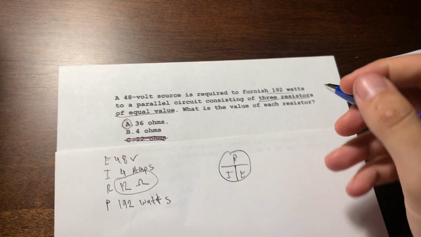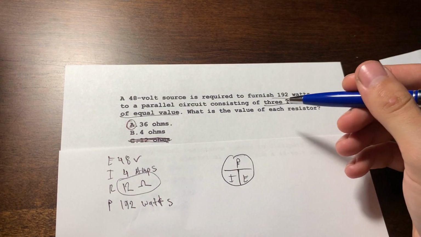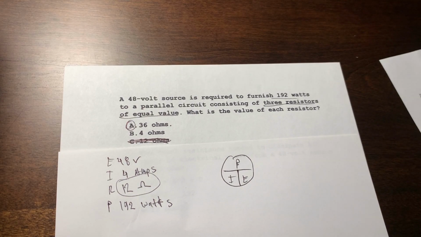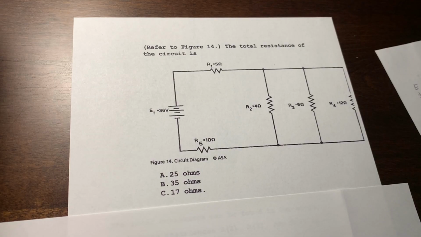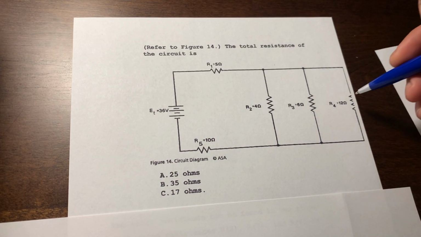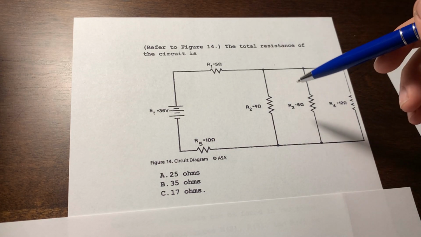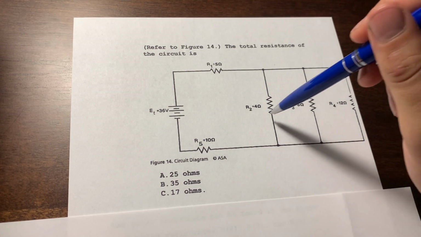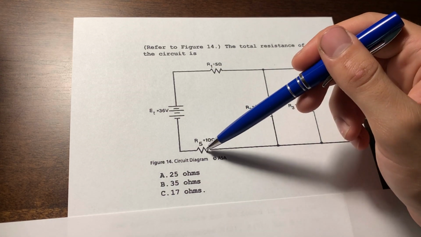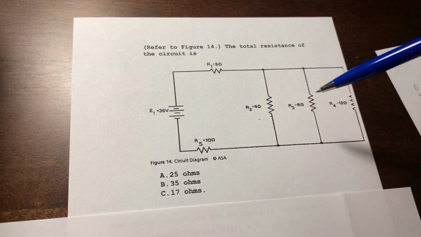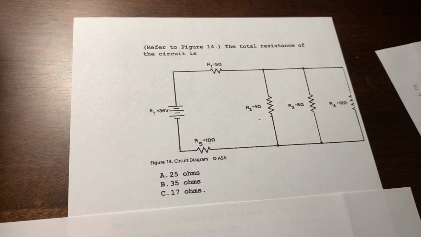You have to remember that it's asking for the value of the resistors and not the total resistance of the circuit. The total resistance of this circuit is, okay, well, we have to combine these three parallels, and then if we combine these three, we have a series circuit of 10 ohms, whatever these are, and then R1, 5 ohms.